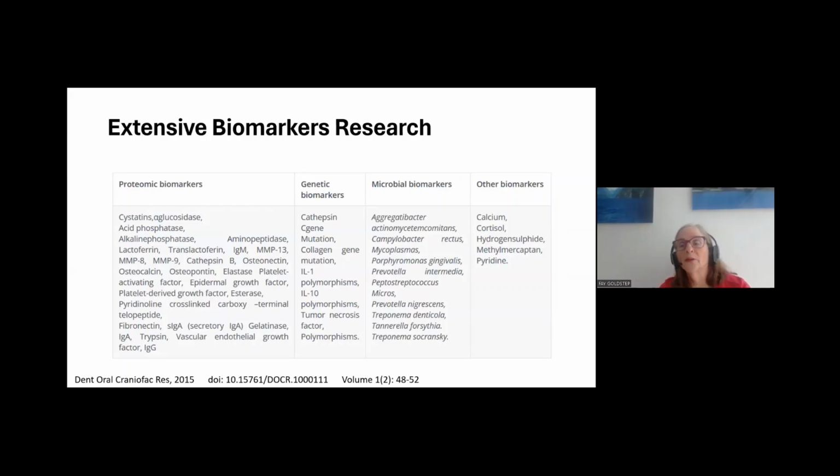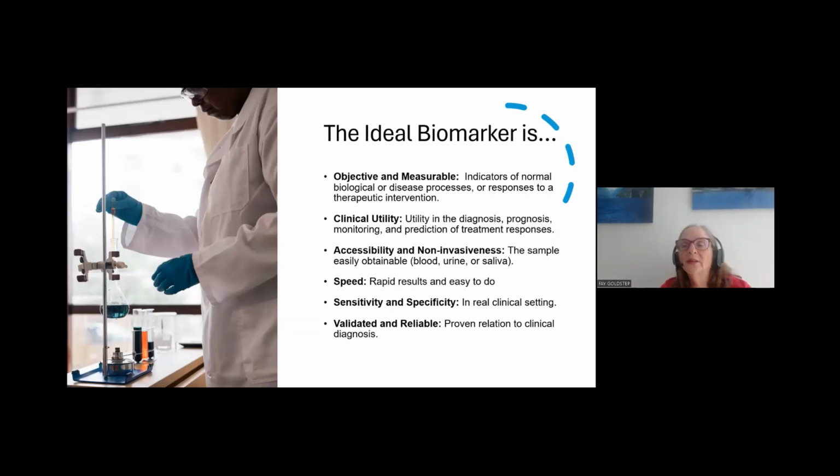So what are the biomarkers out there? There are many, many out there. There are proteomic biomarkers, genetic biomarkers, microbial biomarkers, and other biomarkers. All of these are being tested right now as we speak. What is an ideal biomarker? What do we really need to be able to indicate that the patient needs our help or the treatment that we're using is working on them? So we need something that is objective and measurable. It needs to be useful. We don't want it to be invasive. And we want it to be something that's fast and easy to use, sensitive and specific in the real clinical world, validated and reliable. We want it to have a proven relationship to diagnosis. That's the ideal biomarker. So what have we got out there?